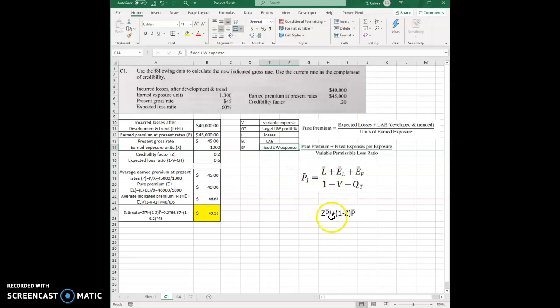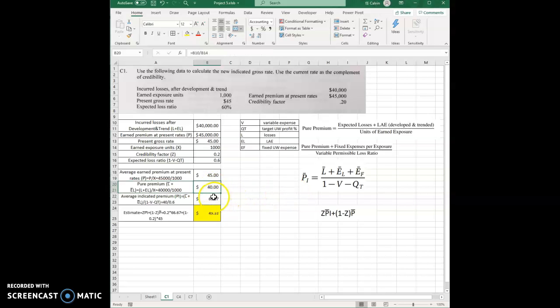And secondly, to find PI bar, we need to use those formulas. For the upper part, we need to know the pure premium. The pure premium is L bar plus EL bar, which is losses average incurred losses after development trended L bar plus EL bar, and this equals the incurred losses after development trend divided by the earned exposure units 1,000, and the answer is $40.